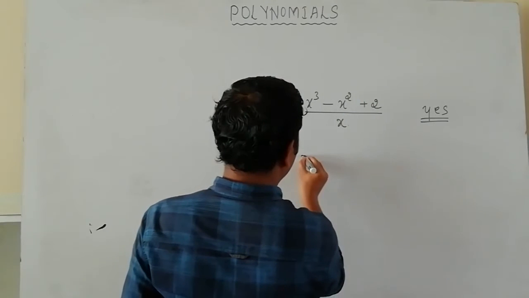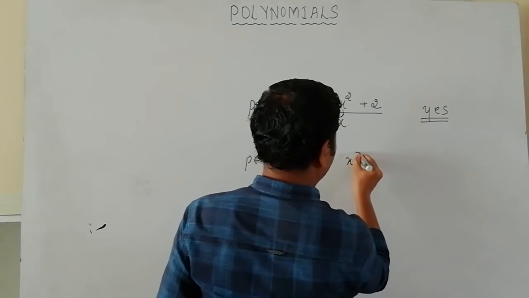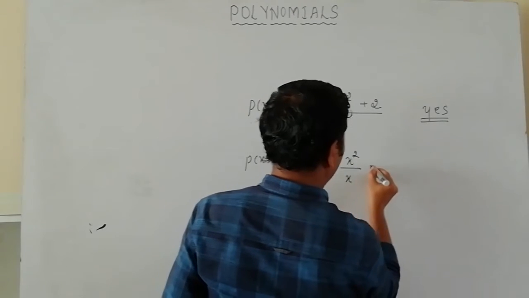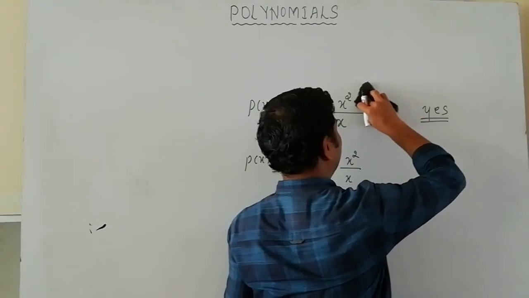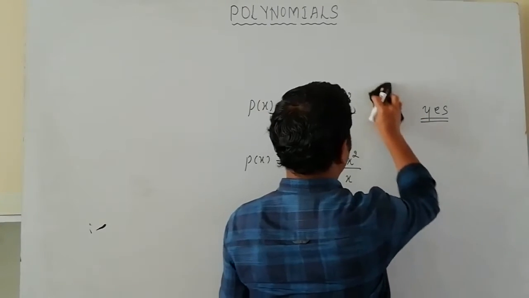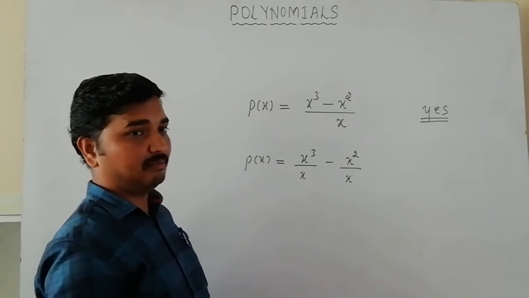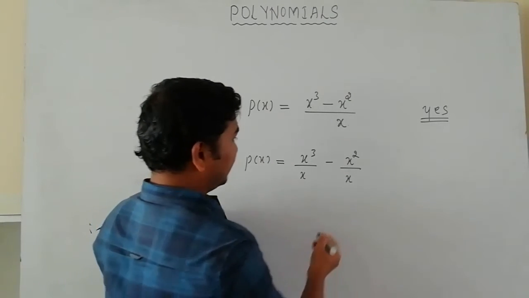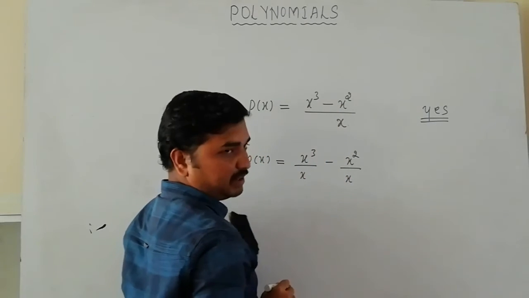If you write it like that, it will become x power 3 by x minus x power 2 divided by x, and then. Definitely, if 2 is absent, then only it will become a polynomial. So I think I have made some mistake. I am going to remove the 2. If 2 is present, it will not be a polynomial. That's it. So I am going to consider x power 3 minus x power 2 divided by x.